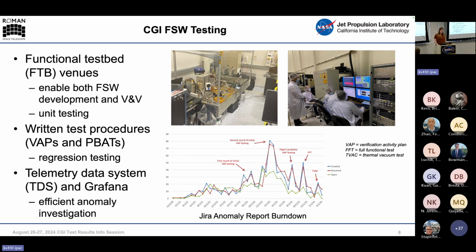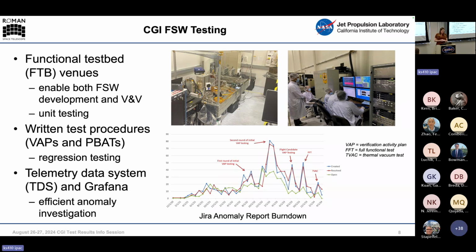We used written test procedures, verification activity plans, and PBATs. Because these were written down and configuration controlled, they allowed us to do regression testing. For every new flight software release, we were able to go back with the FTB and the B&B team and make sure that we hadn't broken anything that was previously working in flight software.